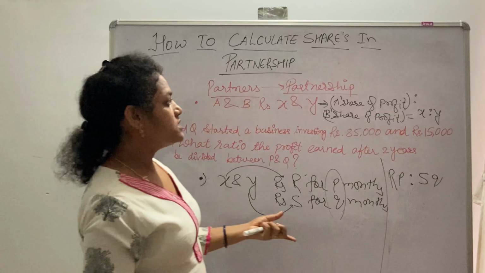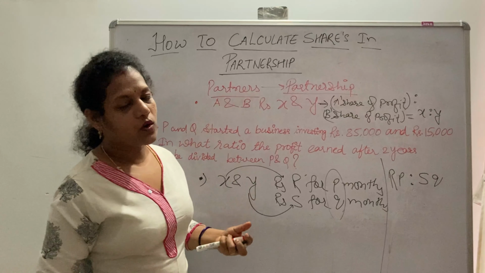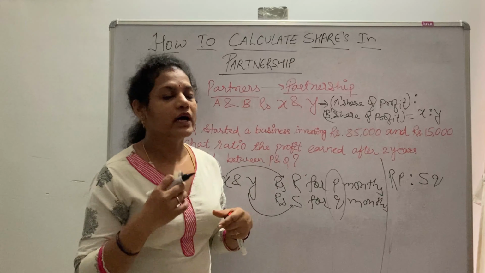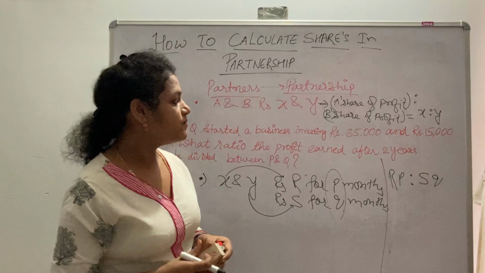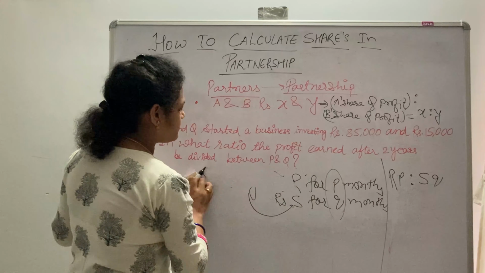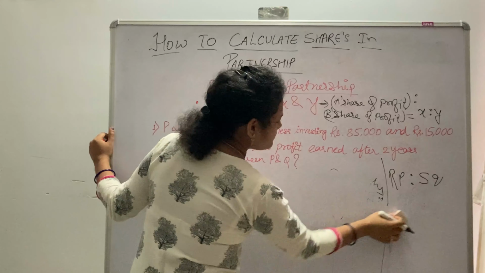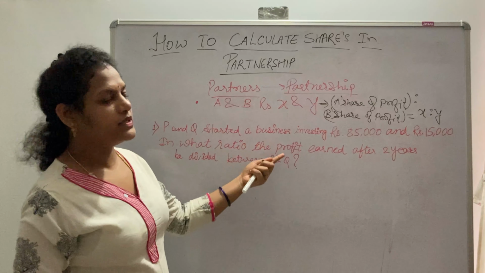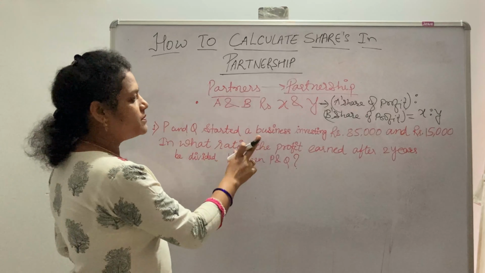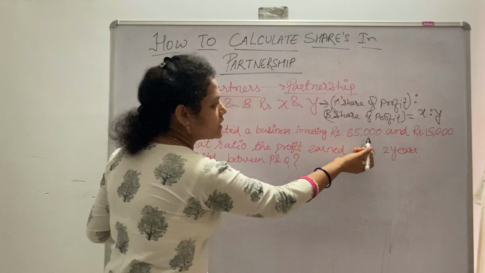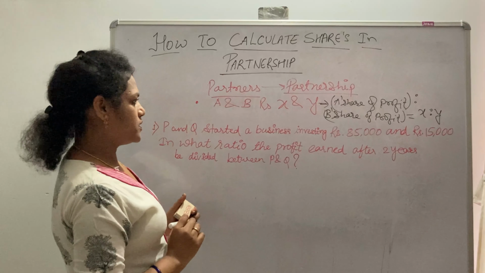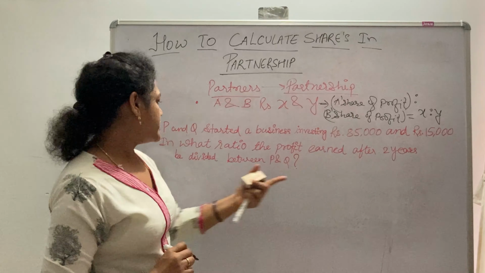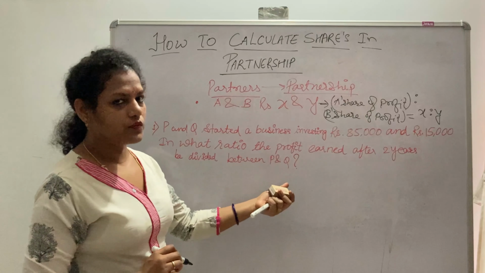So friends, this is the important note for solving problems, which is very useful. By seeing this or by reading your question, you can easily understand. We will see a question. P and Q started a business investing rupees 85,000 and 15,000 respectively. In what ratio should the profit earned after 2 years be divided between P and Q?